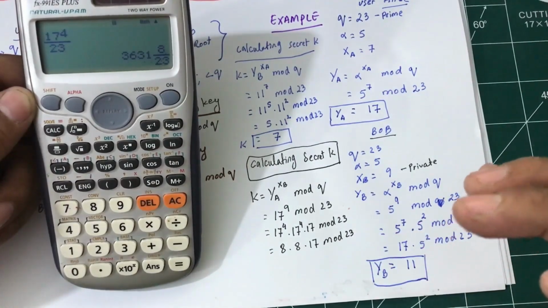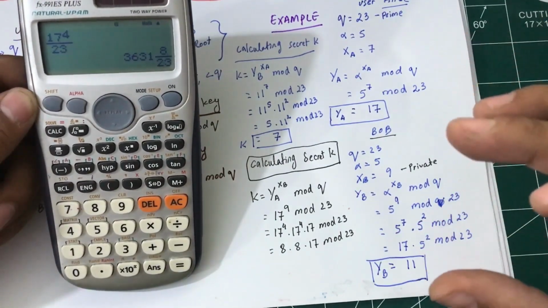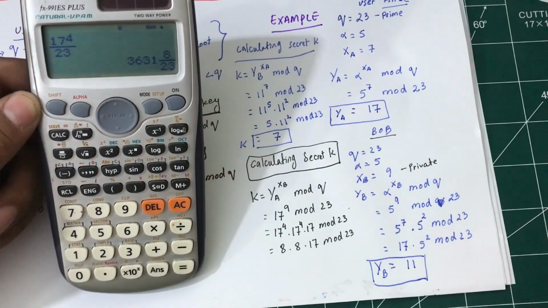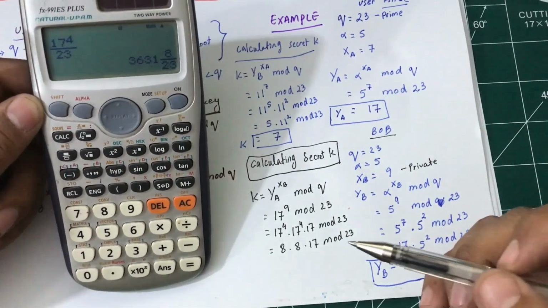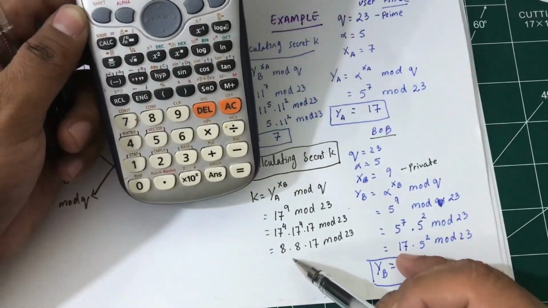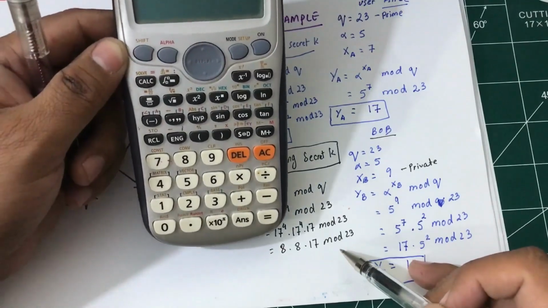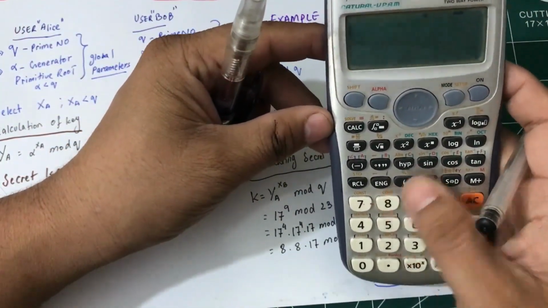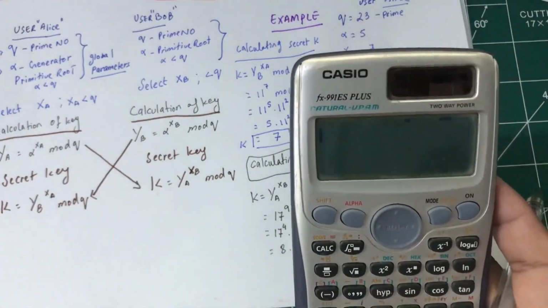So basically we're using the divide and conquer method. We're splitting down a big problem into smaller problems and then combining them. Okay, so now the problem is quite a bit easier. I have 8 multiplied by 8 multiplied by 17 mod 23. So I'm going to plug in this value.